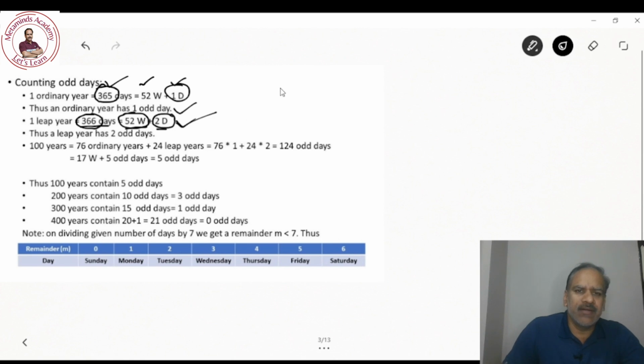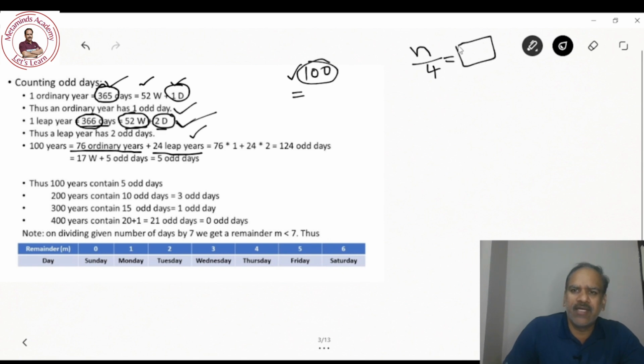Now it is time to count the number of odd days in the first 100 years. So how do you calculate the number of odd days in the first 100 years? First of all, you have to break this down into the number of ordinary years and the number of leap years. So how do you find out the number of leap years? When you are given a number of years n, you divide it by 4. The quotient is the number of leap years.